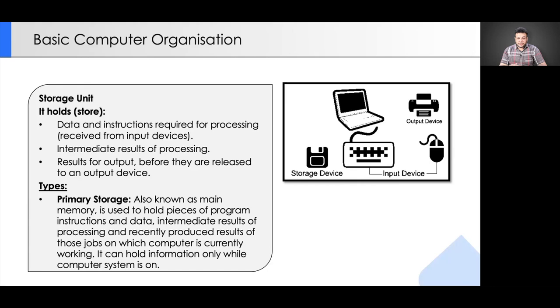On the right-hand side, you can see a few examples. We have input devices like the keyboard and the mouse, and it can be any category of keyboard and mouse. Then we have the storage device, a floppy disk. Then we have the output devices: one is the traditional printer and the second is the monitor.